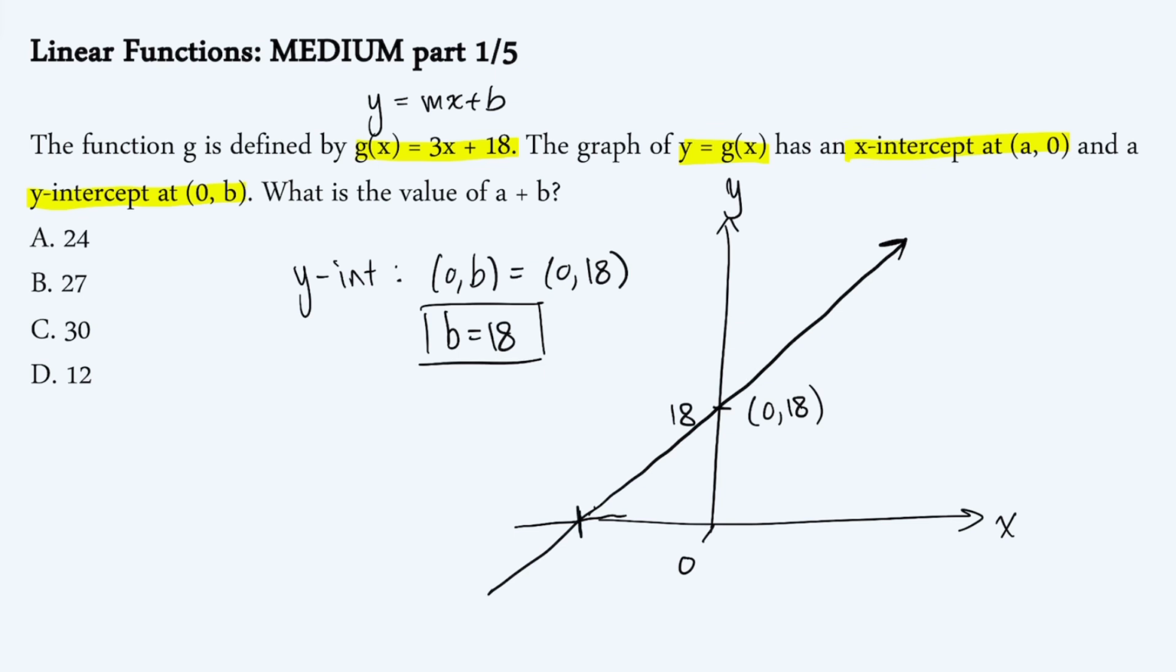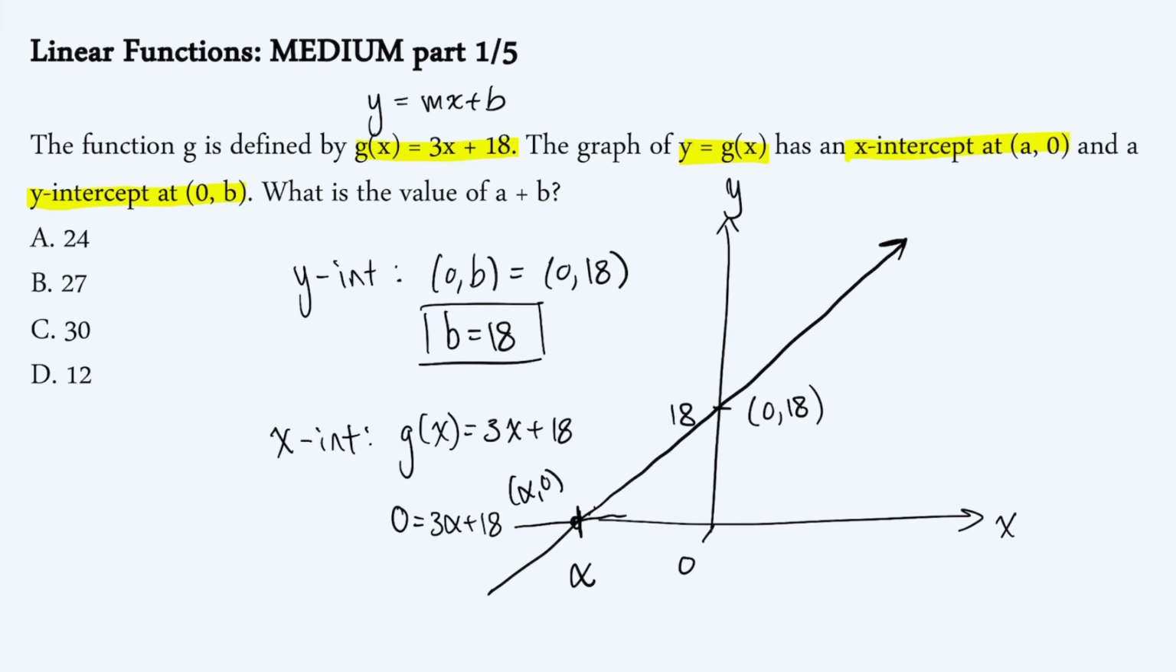Okay, well, we know the x-intercept will be somewhere here. We're going to plot that as a. Mind you that if we were to plot the point, that would be (a, 0). But the x value would just be a. Okay, well, let's see what that means. Let's plug the x-intercept into our function. g of x is equal to 3x plus 18. Now, our y value is 0, so g of x is 0, and our x is a, so 0 is equal to 3a plus 18.